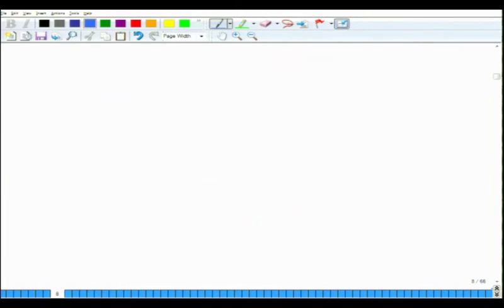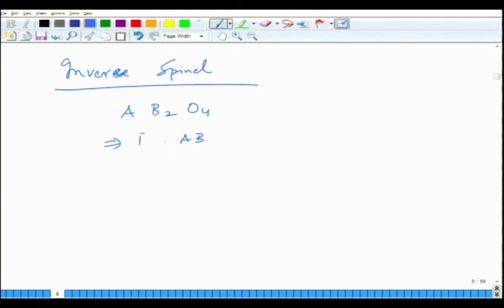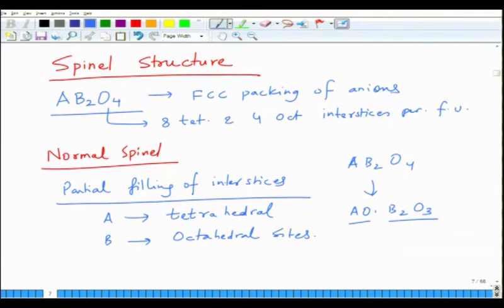There is another variant of this which is called an inverse spinel. In inverse spinel, it's the other way around. AB2O4 can be written as B(AB)O4. One of the B atoms goes to tetrahedral sites and the A and B atoms go to octahedral sites. So, these are two variants of spinels, normal and inverse.